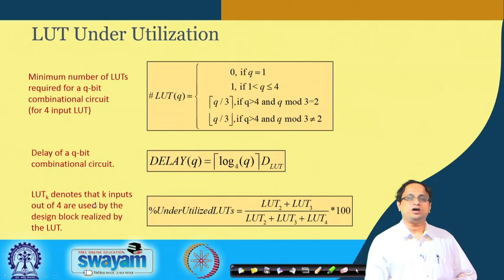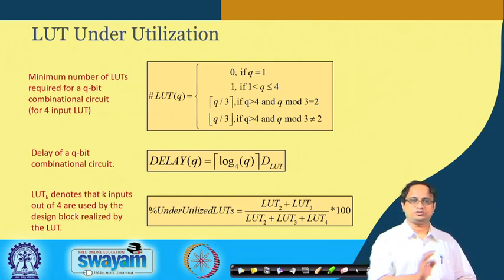Now, if the question is what is the percentage of underutilized LUTs, then you observe that there can be, so I denote LUT k to denote the fact that k inputs out of 4 are used. For example, in my previous case, y1 was LUT 4 because I had 4 inputs to the function.